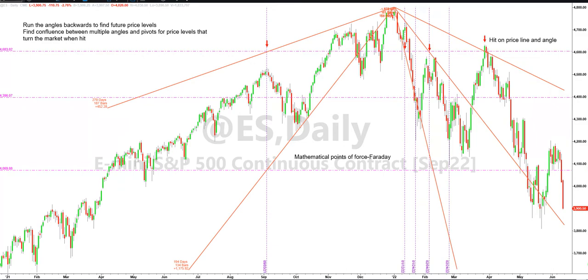This would be classified as mathematical points of force from the Faraday quote that Gann was associated with. So this is one way to get those mathematical points of force and get alignment and be able to use these for prediction. So I want to show a couple of things.